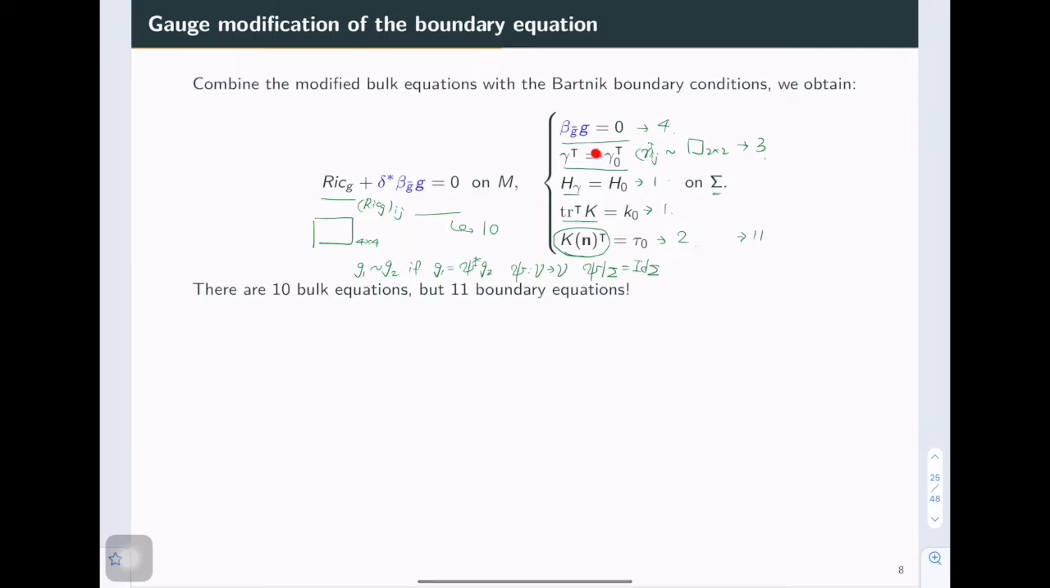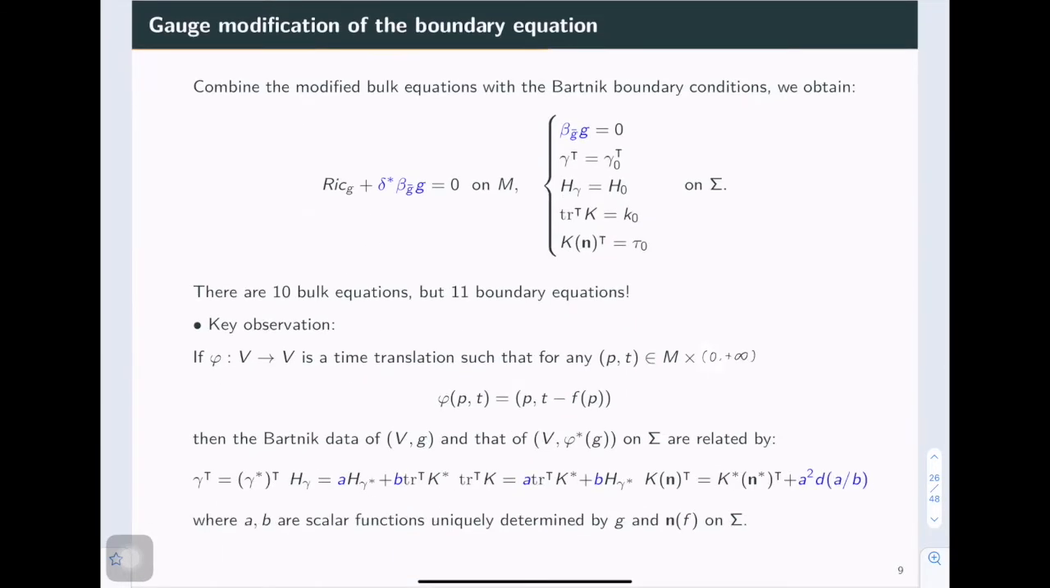However, the Bartnik boundary data of an initial data set is not always preserved under such diffeomorphisms of the spacetime. In particular, they are not preserved under a time translation of a spacetime, which is equal to the identity on the boundary, but does not have vanishing Neumann boundary condition. A key observation is that we have this transformation formula for the Bartnik boundary data via a diffeomorphism of the spacetime that is a time translation.